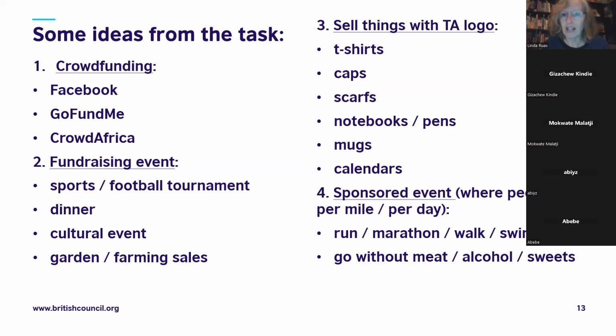A sponsored event like my marathon. It could be a sponsored run, a sponsored walk, a sponsored swim, and people will pay per mile or per day if you get the right people and if you explain to them. Or some sort of sponsored event where, for example, you say, I won't eat any meat for 6 months. Will you sponsor me? So you're suffering a little bit.